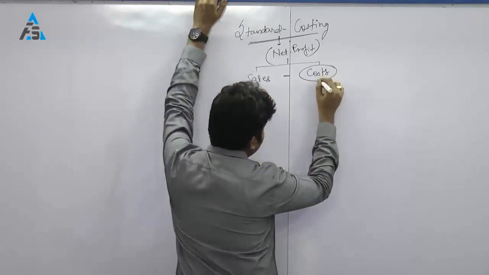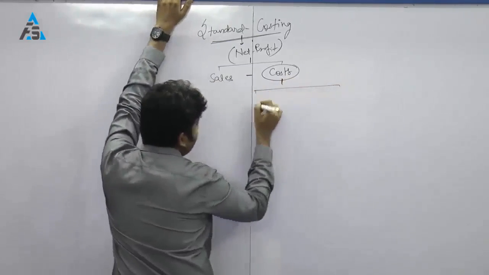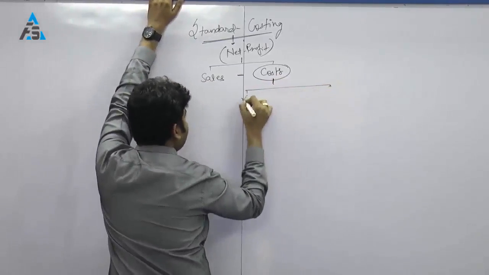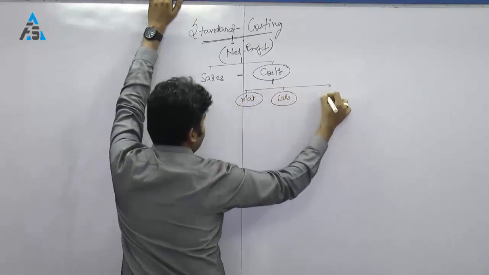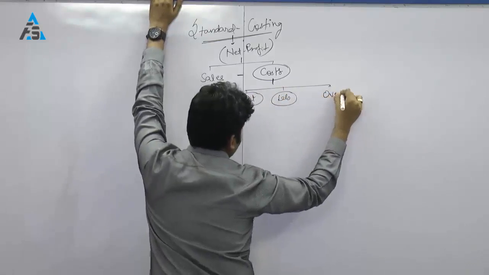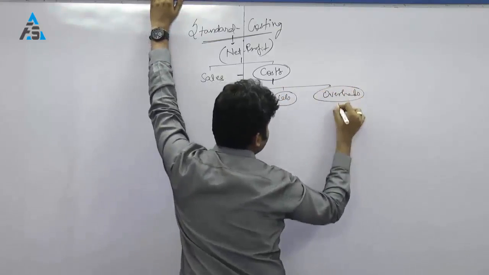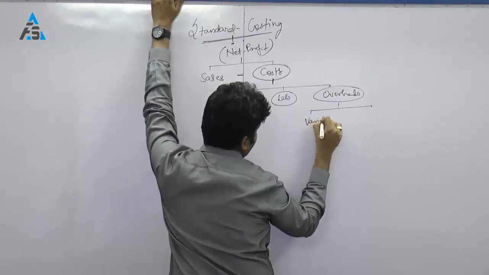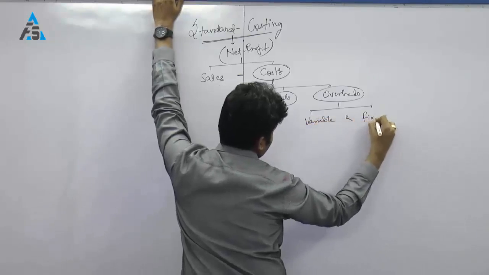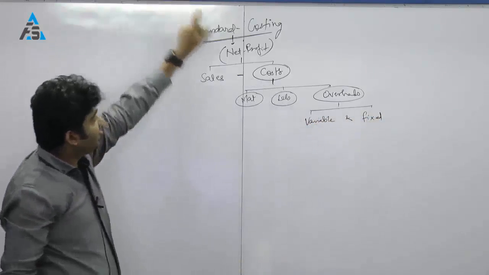What are your costs? These are divided into aspects again. There is a material cost, there is labor, there are overheads. These overheads are further subdivided into variable and fixed. Correct? So there is a net profit.